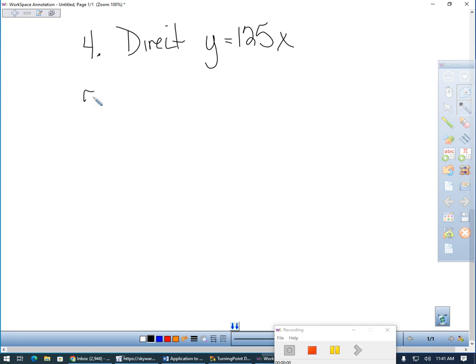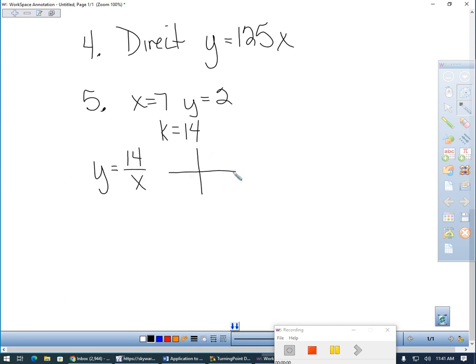Number 5, we had to first write our inverse variation by multiplying x equals 7 and y equals 2 together. So that's the first step. We get k equals 14. So we have y equals 14 over x. Next we sketch a graph. We have asymptotes of the x and y axis. It's in the first and third quadrants. And now we plug in 10. So we have y equals 14 over 10, or 7 over 5.